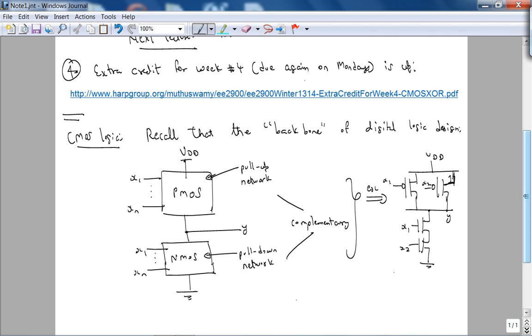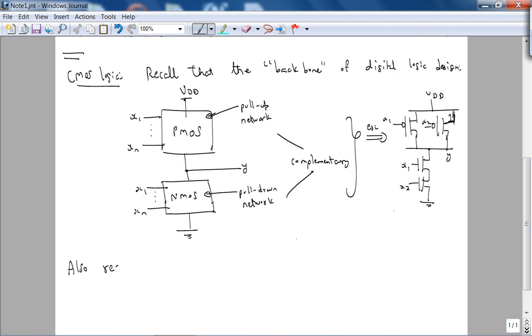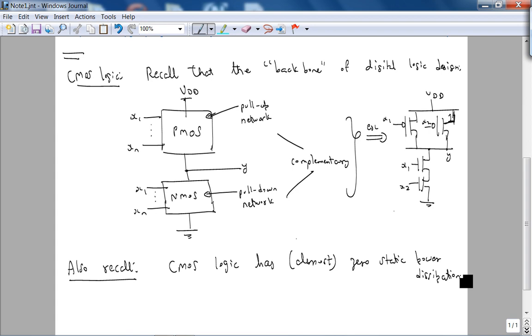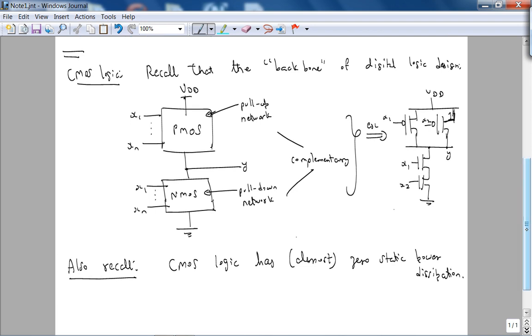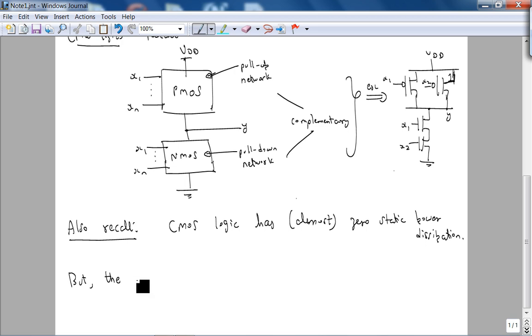Also recall that the fundamental reason for the popularity of CMOS logic is that CMOS logic has almost zero static power dissipation. But the dynamic power dissipation of CMOS is not zero. We'll talk about what dynamic power is shortly.